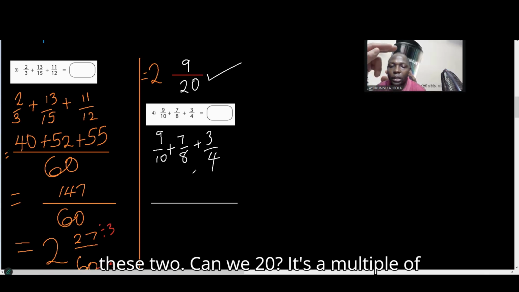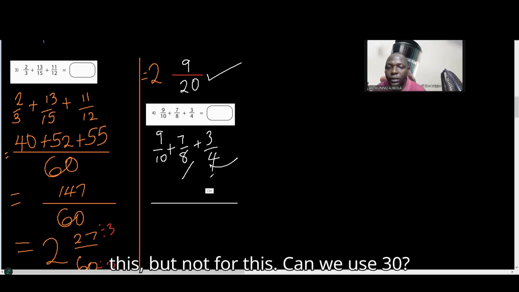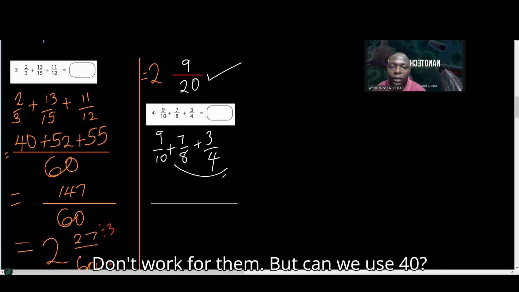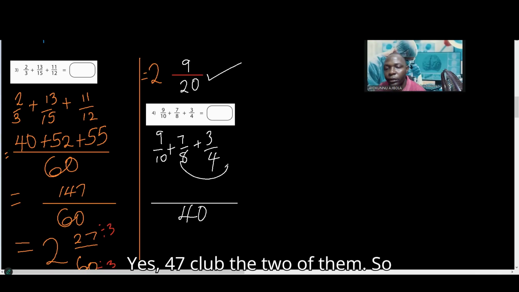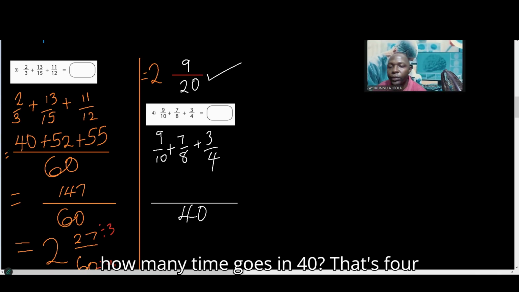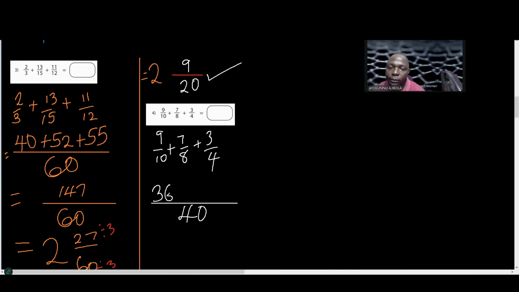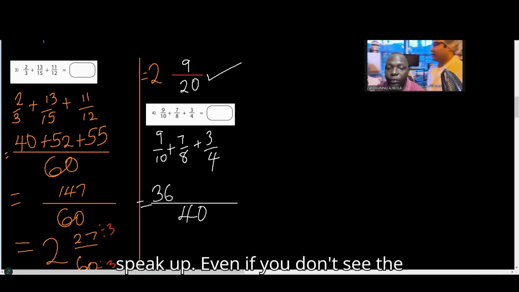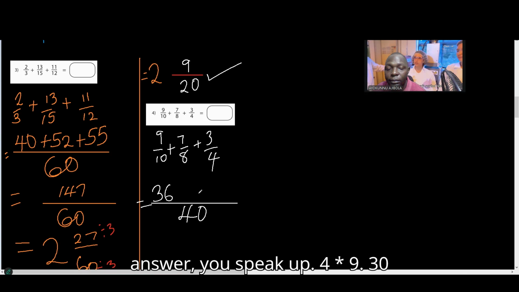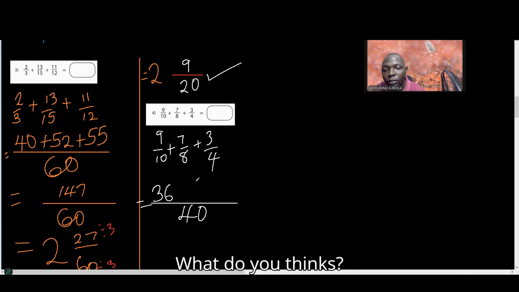Can we use 20? It's a multiple of this, but not for this. Can we use 30? It won't work for them. But can we use 40? Yes. 40 is a multiple of the two of them. So how many 10 goes in 40? That's 4. 4 times 9? Speak up once you see the answer, even if you don't see the answer, you speak up.